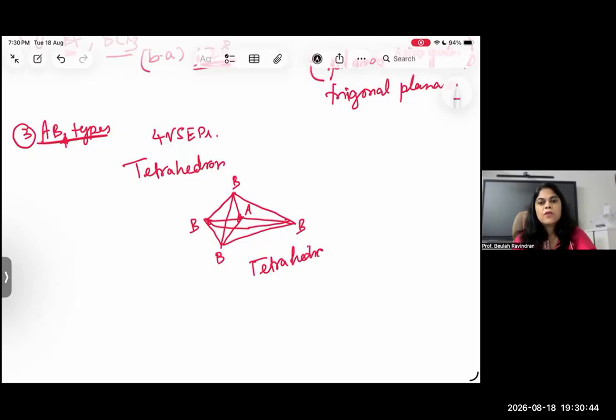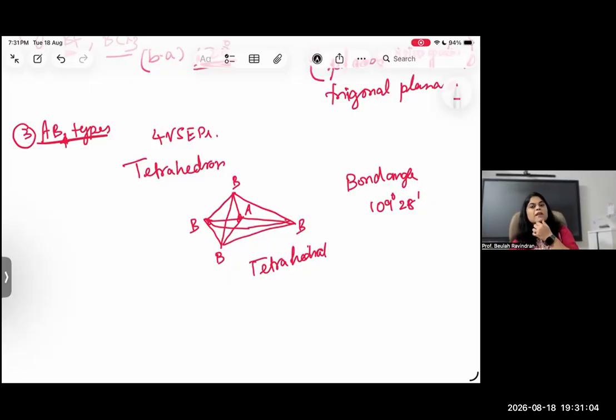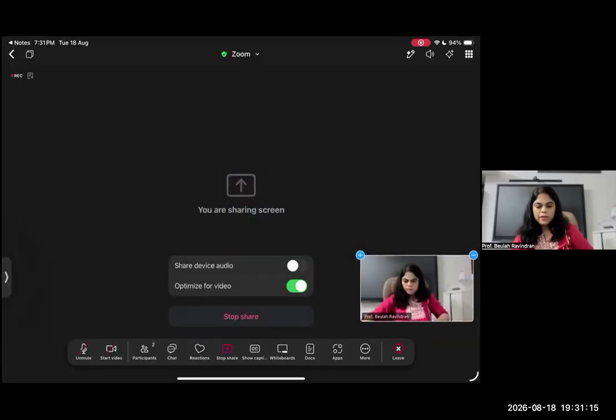And what is its bond angle? That is very important. You have to understand the bond angle is 109 degree 28 minutes. And you can ask me how one is able to find out the bond angle. The bond angle is based on measuring, I mean geometry only. By means of geometry, one can find out this angle. Can you understand this?